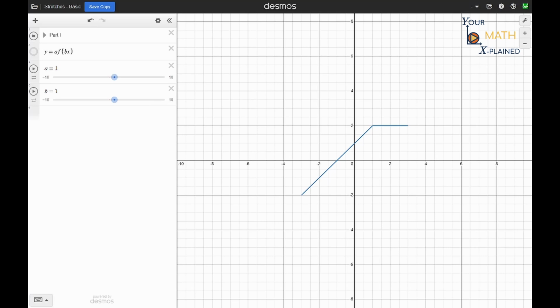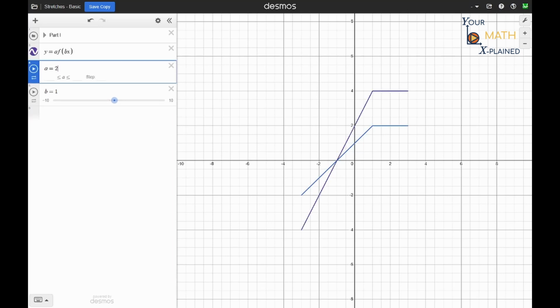Here we have our function f of x. And notice how our a and b values are 1 right now. So if I turn on this graph, it is just equal to f of x, so it overlays the original graph completely. Let's go ahead and play around with our a value.